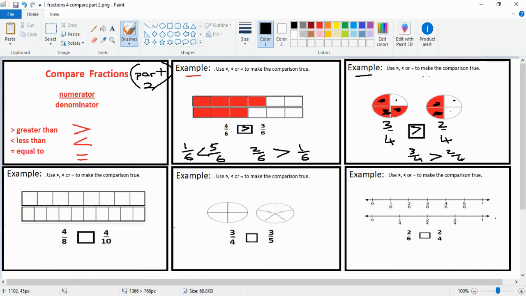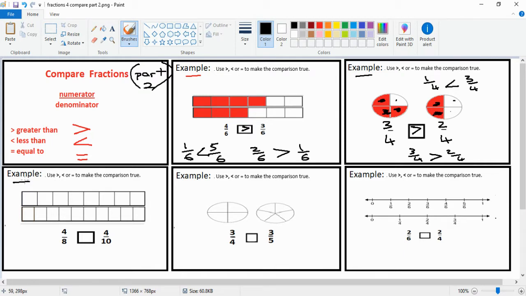If I had 1/4 to, again, 3/4, when I'm comparing those, I pretend the 4ths or the quarters are not there. And 1 is less than 3. So 1/4 is less than 3/4. Hopefully you're starting to get that. With the same denominator, same number on the bottom, just pretend they're not there and compare the numerators. And think of it that way.